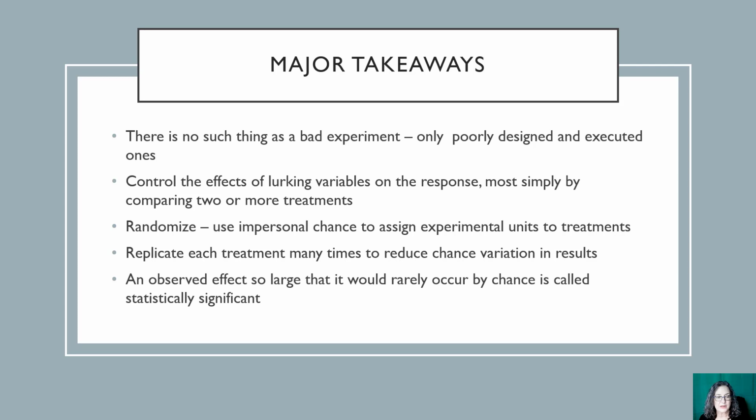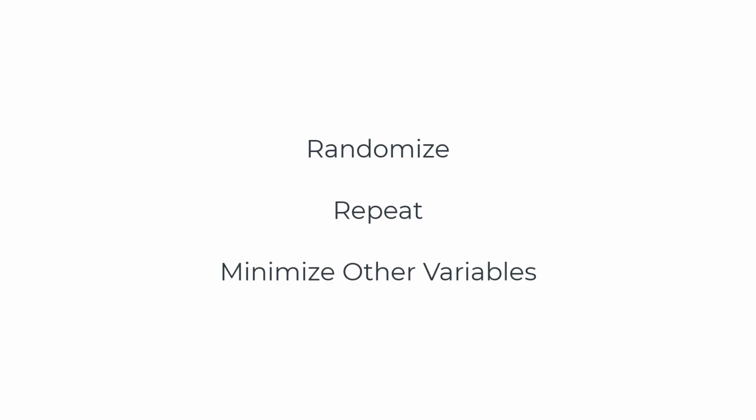And then an observed effect so large that it would rarely occur by chance is statistically significant. So that's what you mean when you're identifying something as statistically significant. So that concludes our brief introduction to experimental design. Again, replicate, randomize, and minimize those lurking variables by having a good plan in your experiment. So thank you very much.